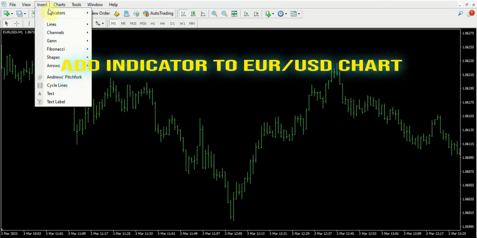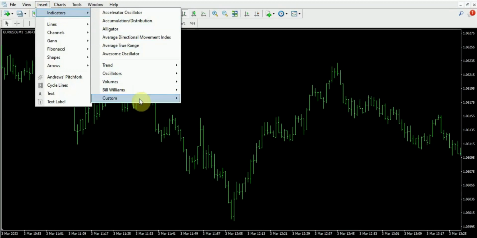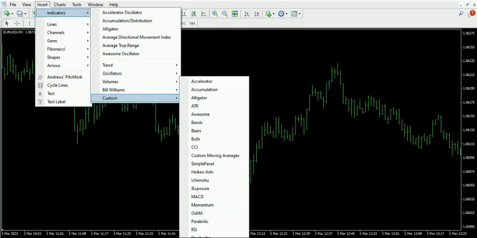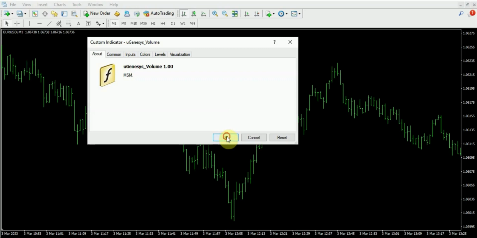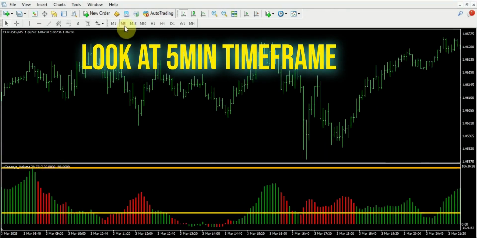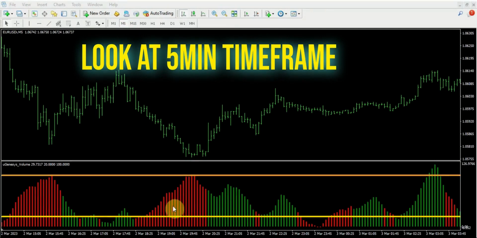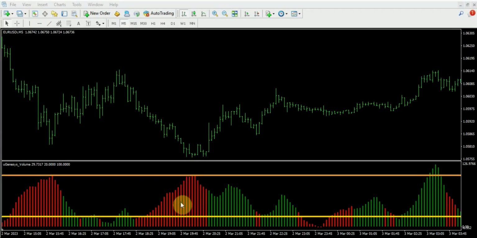So let's go to Insert, Indicators, Custom, and let's go down to our uGenesys volume indicator. Let's hit OK. Alright, let's take a look at our 5-minute chart here. Okay guys, so if you take a look at this red section right here, you can see a downtrend, and we can see that the bars are above the golden line here, so we know we have enough volume to make our trades. So you can see we have this section here though that's below the golden line, so we're going to start from here with our trend where it crosses the golden line. So let's just put a marker there, right on the outside of that.